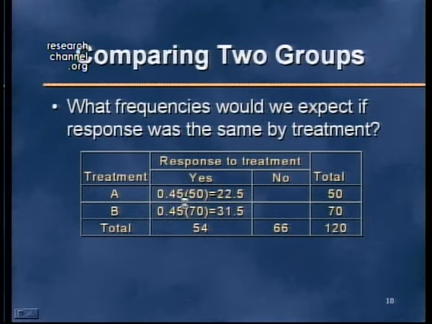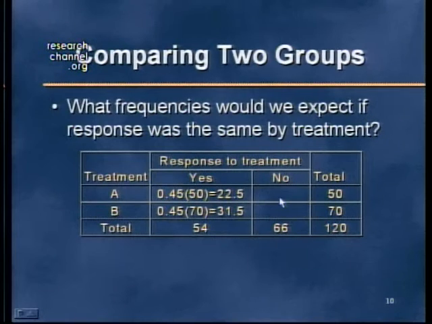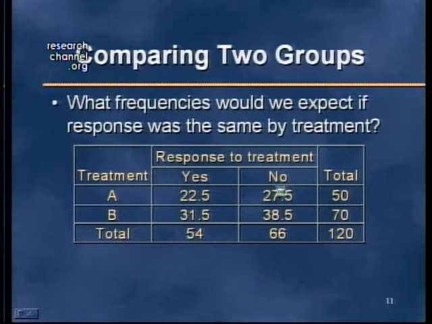So let's fill out the rest of the table. 45% of 50 is 22.5. 45% of 70 is 31.5. These are the numbers we would have expected. Now you're going to tell me that we can't have half of a person responding, but this is just for the purposes of looking at expected counts. And how would we fill in the number that don't respond? Right, subtract from the total. So 50 minus 22.5 gives the remainder, the number we'd expect not to respond. 70 minus 31.5 gives the number we'd expect to not respond in treatment B. And so here they are just filled in.